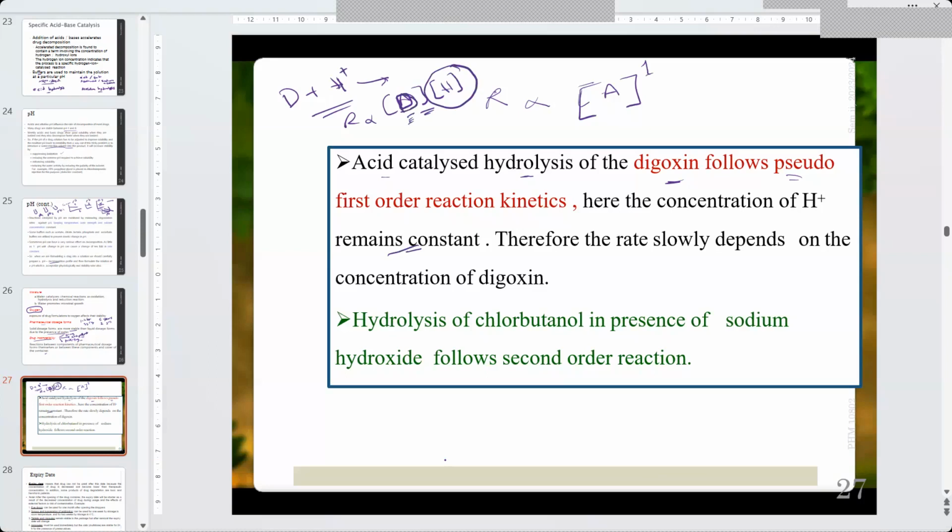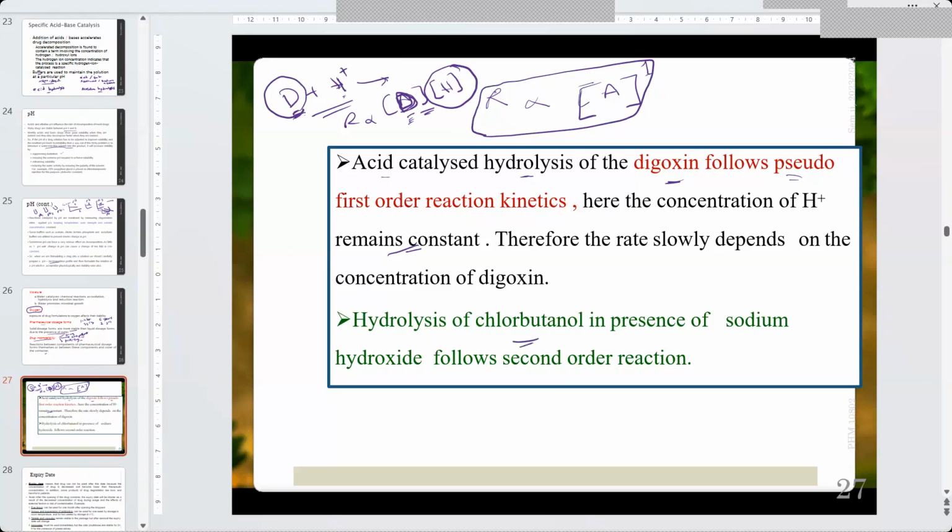So the reaction rate will be dependent on the digoxin amount. So that's why it is pseudo first order. It goes first order, but not because in the reaction there is only one term, which is the digoxin amount. No, there are two terms, but only this is the one that changes with time. Okay.